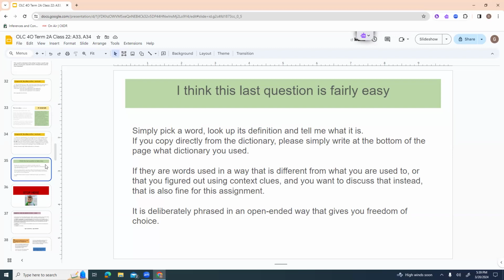However, it does give you the option of discussing words that have a meaning that is different from what you're used to, or that you figured out using context clues. And you might want to discuss that instead rather than look up dictionary definitions, and that's fine as well. This is deliberately phrased in a very open-ended way that gives you freedom of choice, okay?